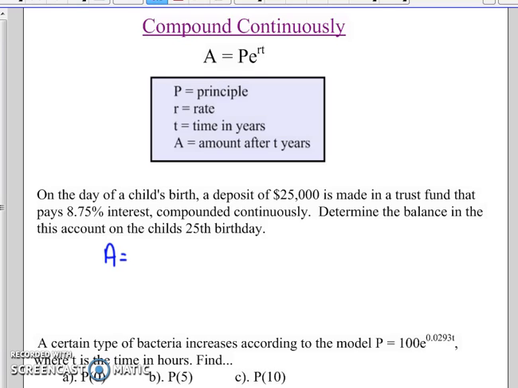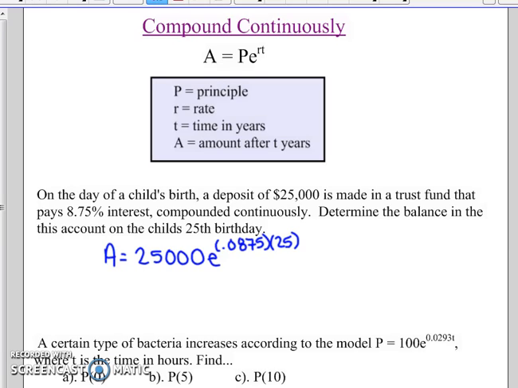And we have P, which is our principal, which is what we're starting with. So we're starting with $25,000. And then we're going to have E, which is going to stay as E. And then the power is R times T. So the rate is 8.75. Again, we're going to change that to a decimal. So 0.0875 times T, which in this case is going to be 25.